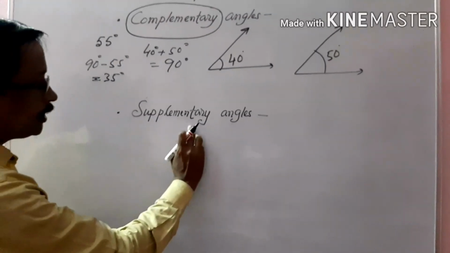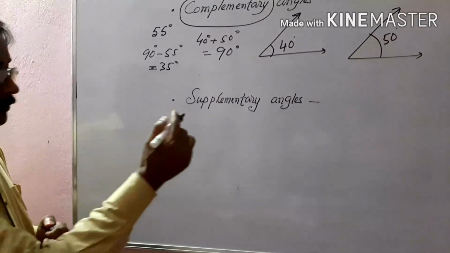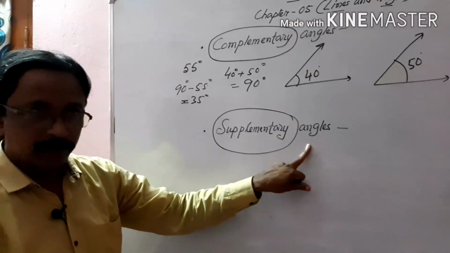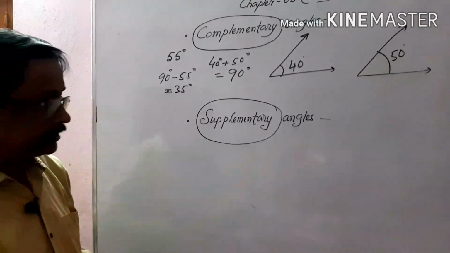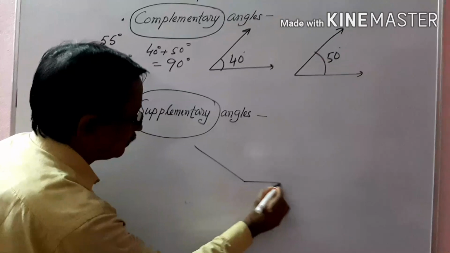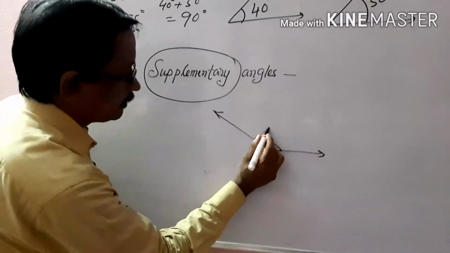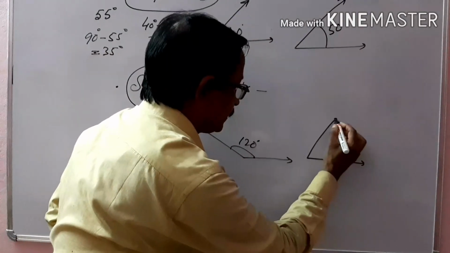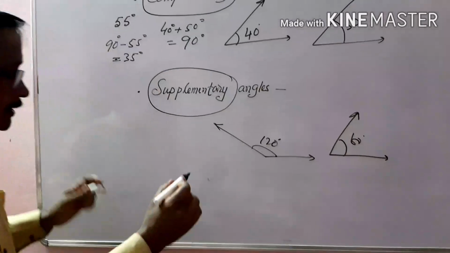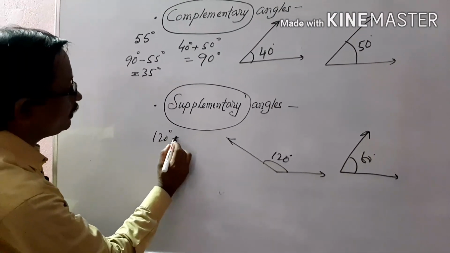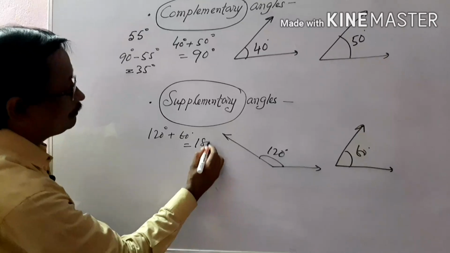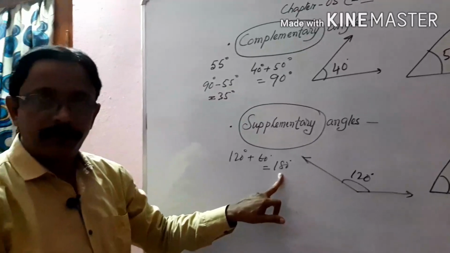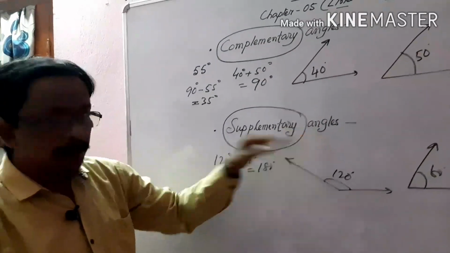Next point: what do you mean by supplementary angle? Same as complementary, supplementary angle is also not a particular angle. It's a relationship between two angles. When two angles make 180 degree, as in this example figure, say one angle is 120 degree. So another angle must be 60. Why 60? Because 120 degree plus 60 degree becomes 180 degree. So once two angles make 180 degree together, these two angles are known as supplementary angles.